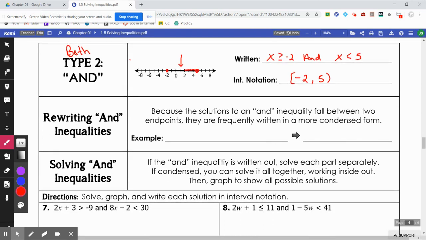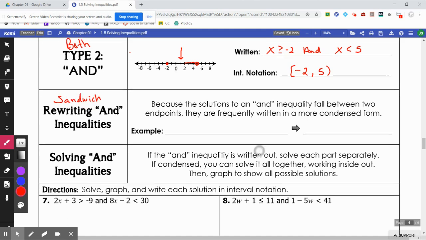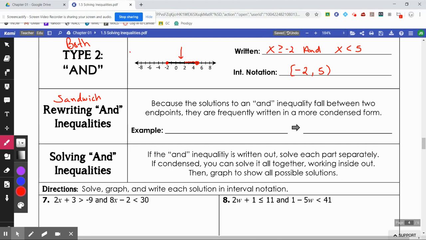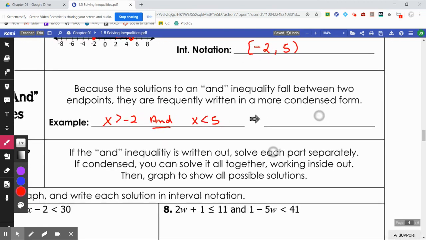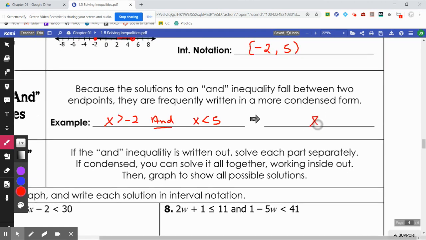Because the solutions to an "and" inequality fall between two endpoints, they are frequently written in a more condensed form. And again, I call these a sandwich. Example, let's take the one from the previous example. We have x is greater than -2 and x is smaller than 5. Okay, so therefore, look what I'm going to do here. I'm going to put the x value in the middle.